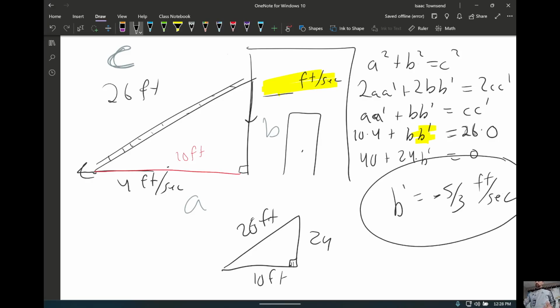And you don't have to do this, but it's probably a good idea to think about if that makes sense. Because this guy is going down, it makes sense that the answer was negative. If the answer was not negative, you shouldn't just make your answer negative. You need to go back and think about which one of these values you may not have done correctly.